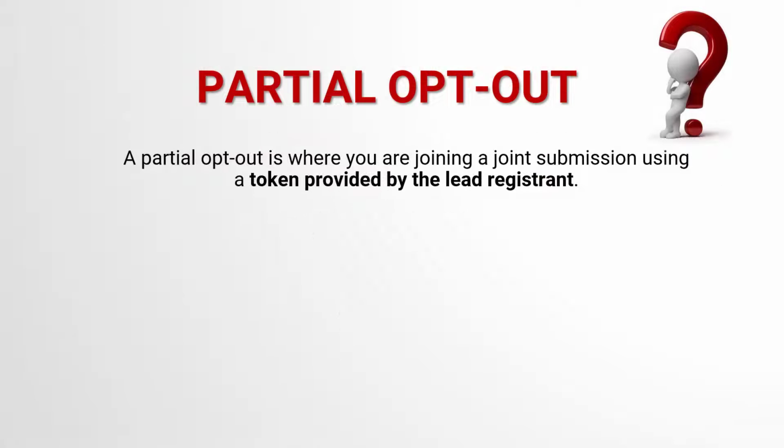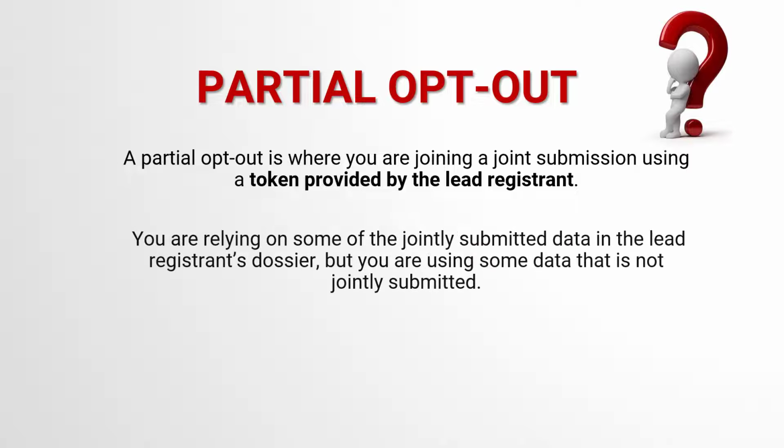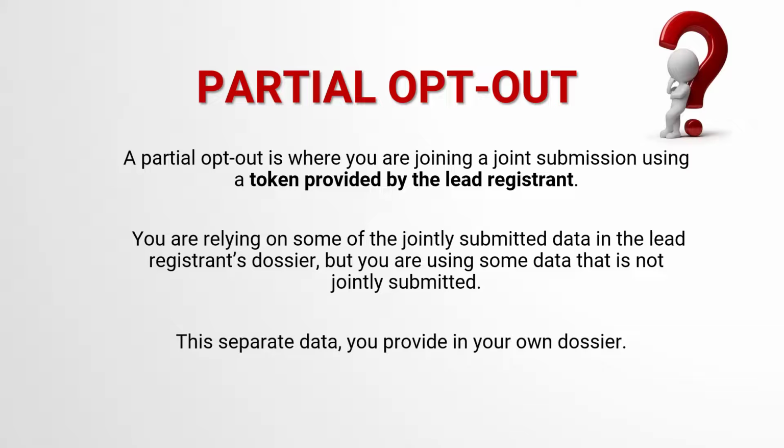A partial opt-out is where you're joining a joint submission using a token provided by the lead registrant. You're relying on some of the jointly submitted data in the lead registrant's dossier, but you're using some data that is not jointly submitted. This separate data you provide in your own dossier.